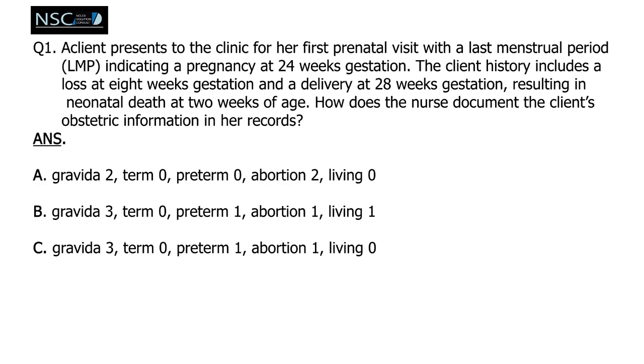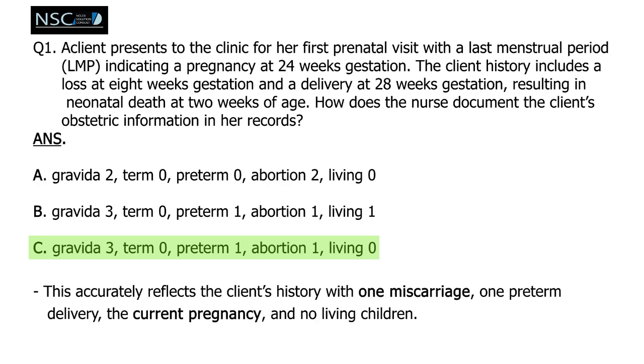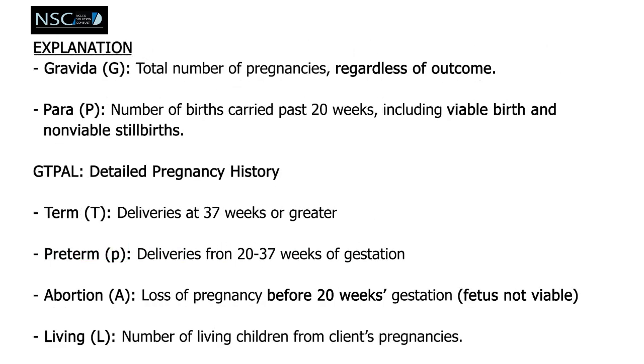The correct answer is C. Gravida 3, term 0, preterm 1, abortion 1, living 0. This accurately reflects the client's history with 1 miscarriage, 1 preterm delivery, the current pregnancy, and no living children. Gravidity is the total number of pregnancies regardless of the outcome. Para is the number of births carried past 20 weeks, including viable births and non-viable stillbirths.